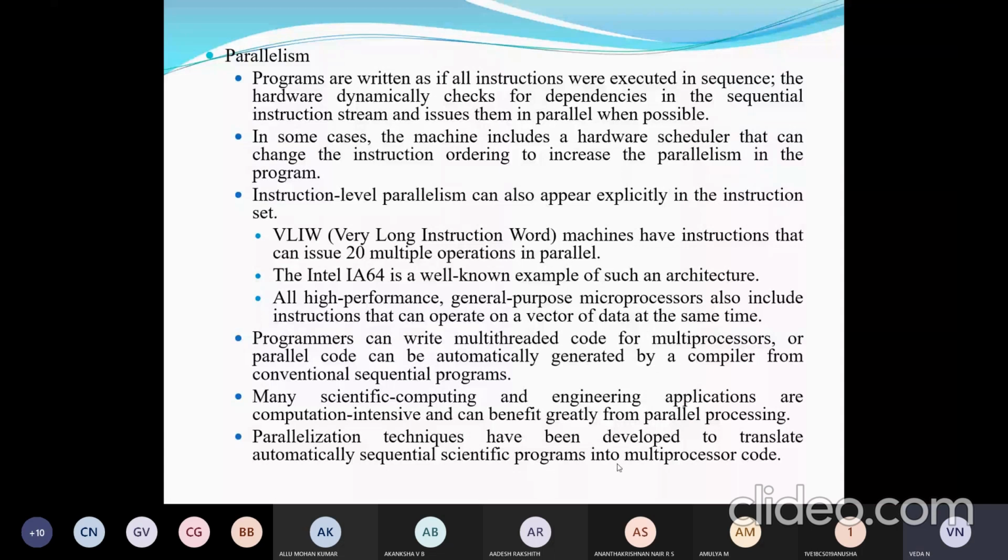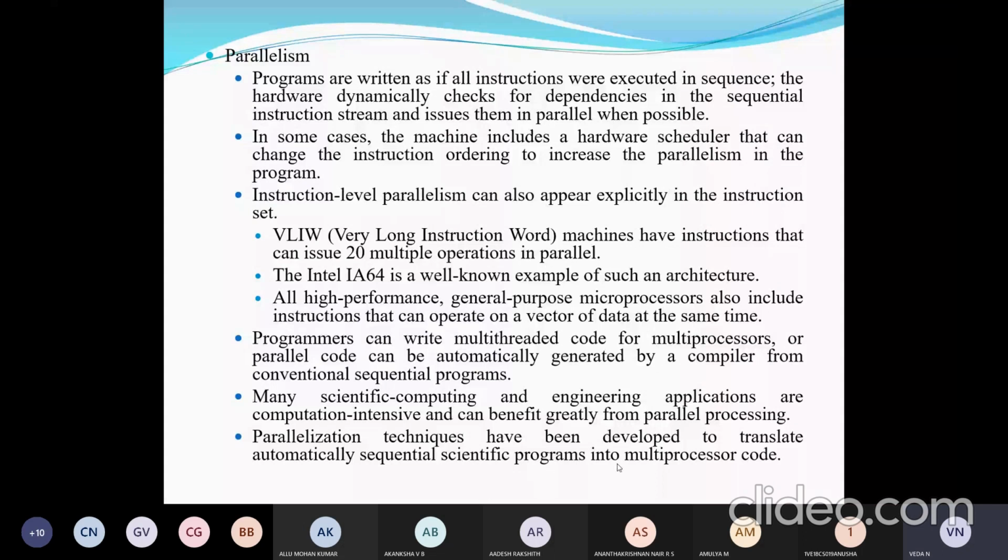Now, all high performance of this particular parallelism and also general purpose microprocessors, there are a few other instruction sets, which help to operate in parallel, just to increase the performance, right?